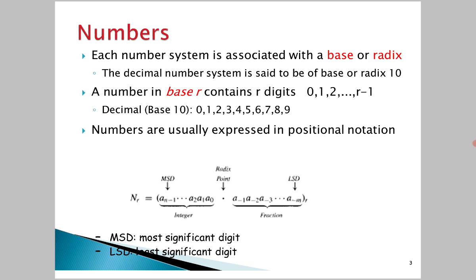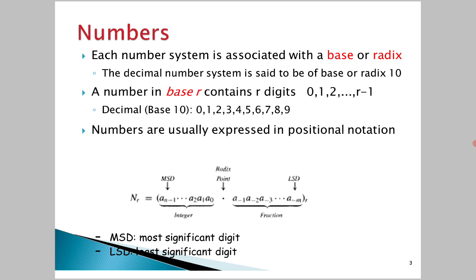The extreme left digit is called the MSD or most significant digit, and the extreme right digit is called the LSD or least significant digit. The point is called the decimal point or radix point. The left side part of that point is called the integer part and the right side part is called the fractional part.